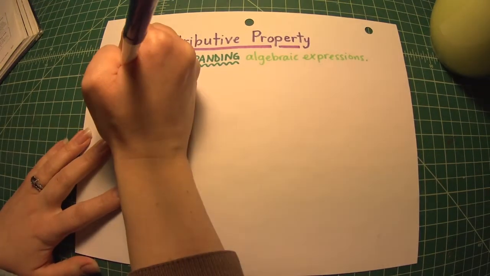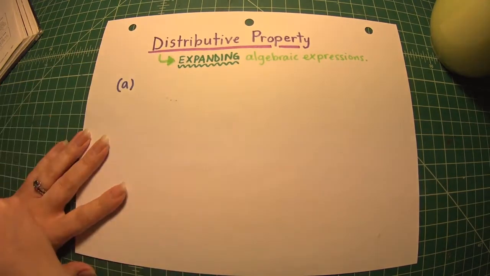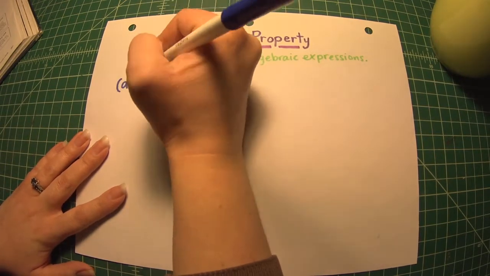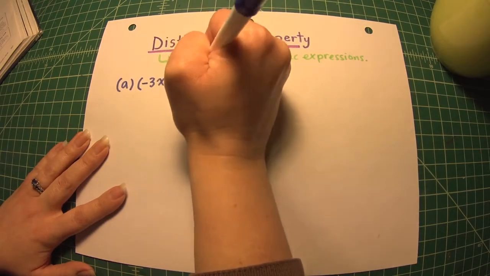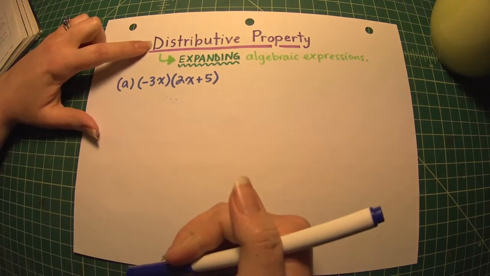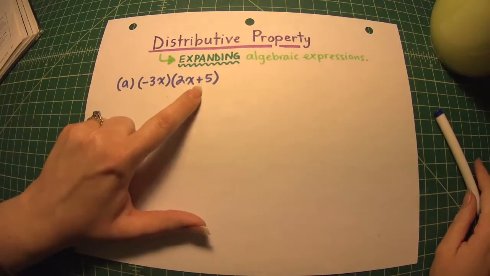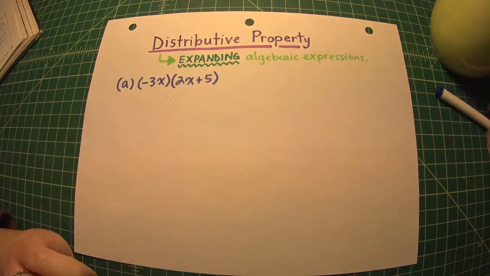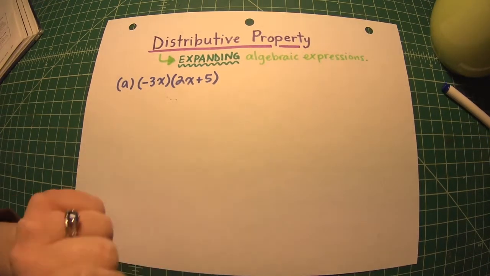So the first example I'll show you is negative 3x times 2x plus 5. So how the distributive property works is we're going to first identify which of these two polynomials in my multiplication expression is the monomial. So remember, monomial means one term only.